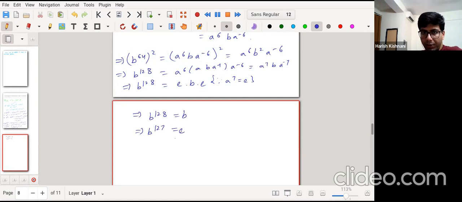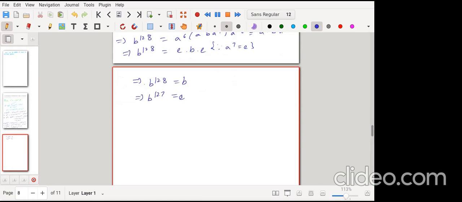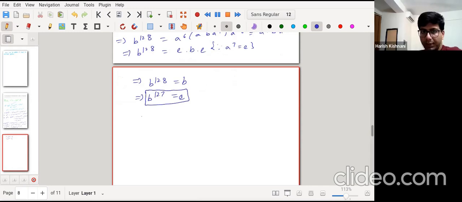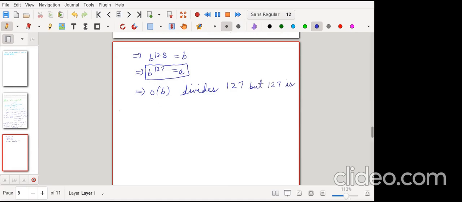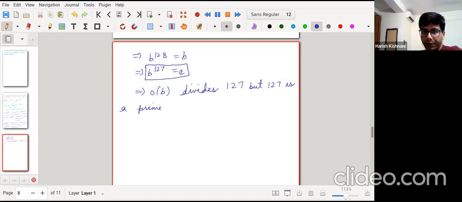Does it imply that the order of b is 127? No, sir. The order will be a divisor of 127. Yes, this implies the order of b divides 127, but 127 is a prime number. Yes, sir, it is a prime number.